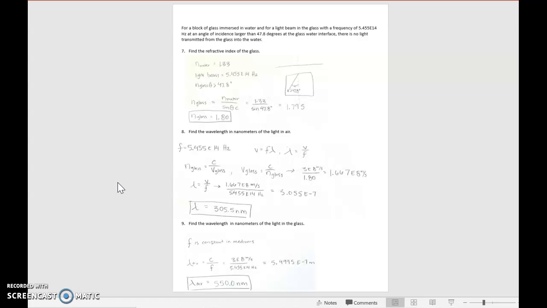So again, F is constant, and so we've got to find the wavelength of the air. And so again, taking C over F. Oh yeah, we just plugged it in for C over F, and then I got 550 nanometers as the wavelength.